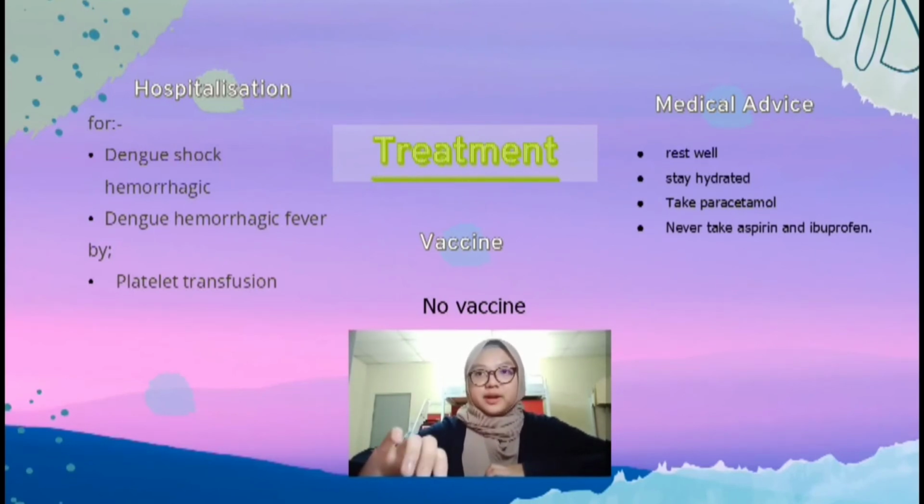Hospitalization is needed for patients who develop severe dengue that can lead to dengue shock syndrome and dengue hemorrhagic fever. Platelet transfusion will be given to treat a low blood platelet count that causes bleeding symptoms. This is important to reduce the probability of fatality. Hence, there is no valid or approved vaccine until now.